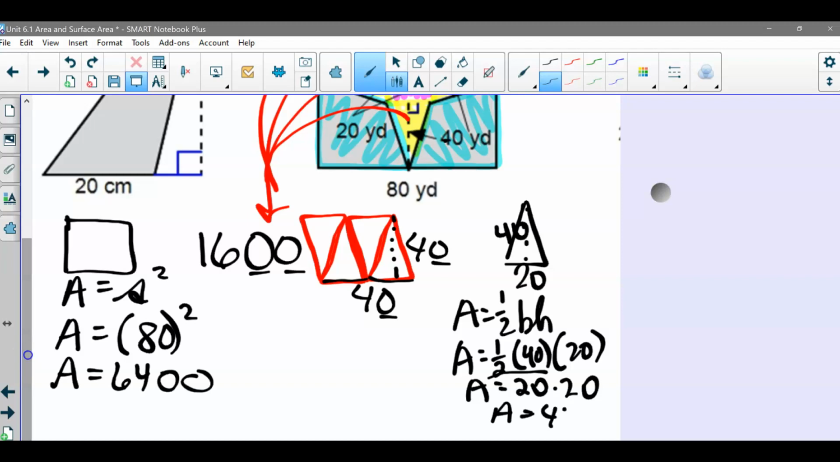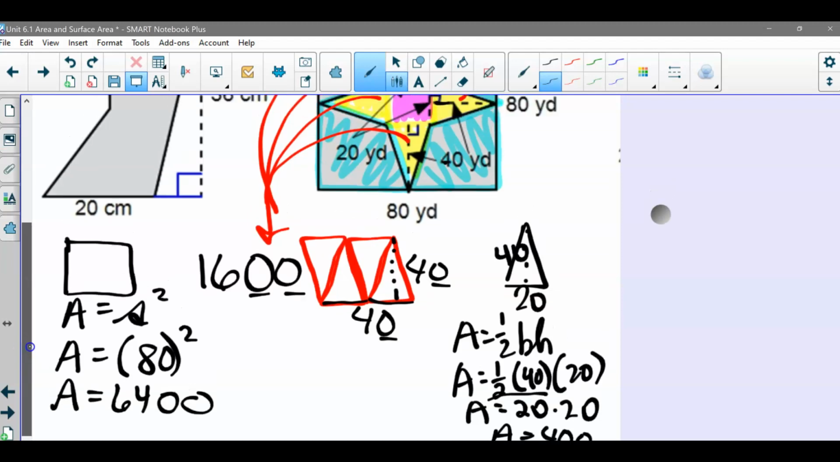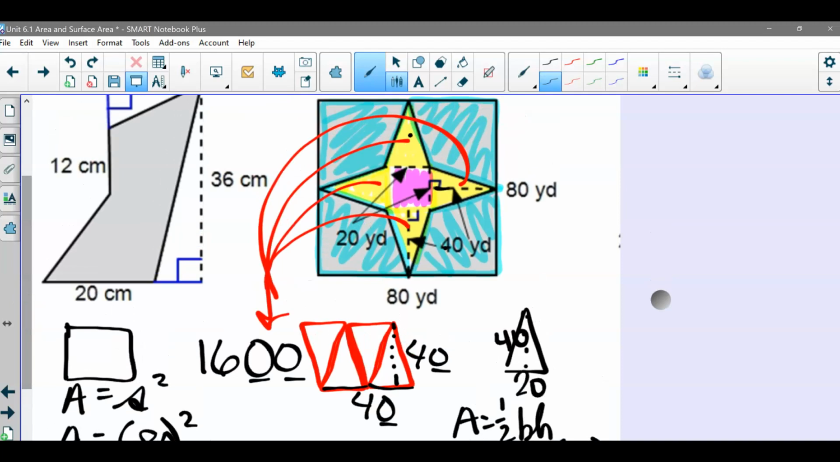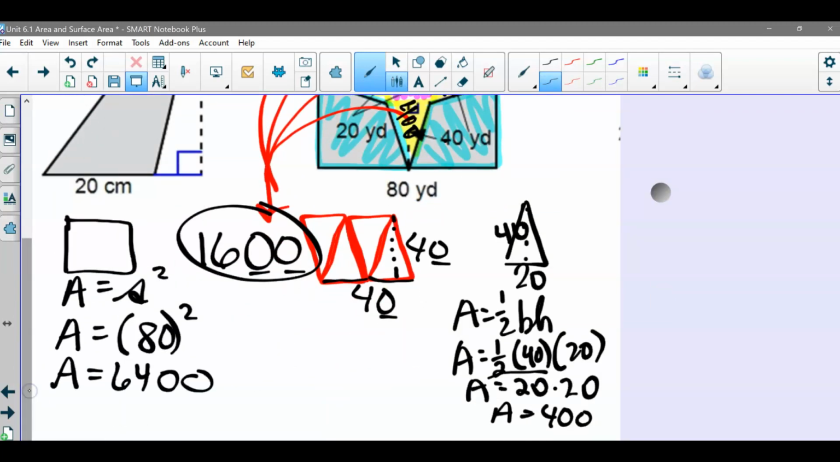If one of them is 400, I'm going to do that 4 times. Take away 400, another 400, that's 800, 1,200, 1,600. So we now know how much to take away. We're going to get our total, the 6,400 for the square, and take away the triangles. I might put a little note over here so I remember why I'm subtracting that.